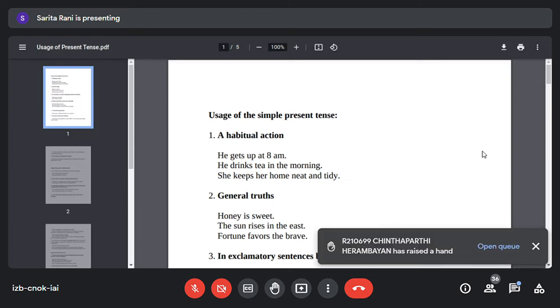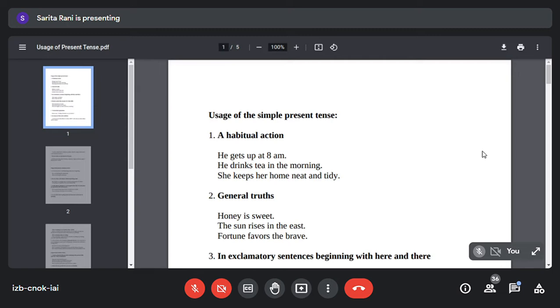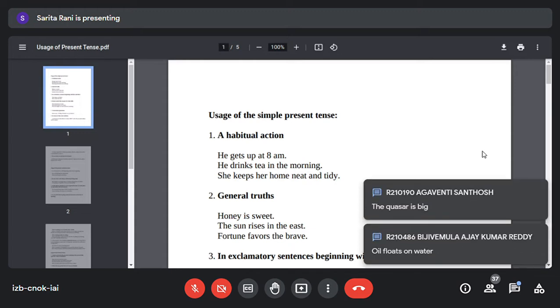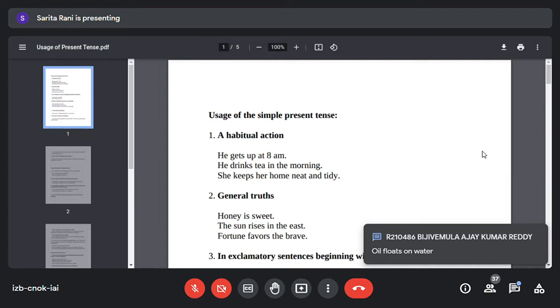Clear? Milk is white. The sun rises in the east. These are universal truths which do not change. Fortune favors the brave. Luck will always be in favor of the brave. And then you can even write milk is white, or you can write ice melts in heat. Very good. Trees grow speedily. Very good. Wood floats on water.